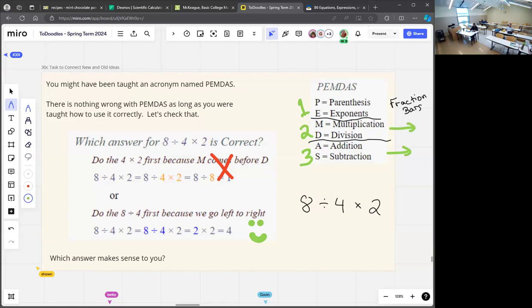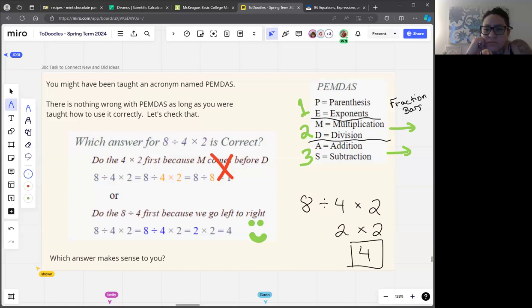So with the problem I gave you, 8 divided by 4 times 2, we're only dealing with the multiplication and division area of PEMDAS, so we go left to right. First, we'll do 8 divided by 4 is 2, and then we'll do the 2 times 2 is 4. So if that's new, that's not your fault, that just means that somebody taught it to you the wrong way before.